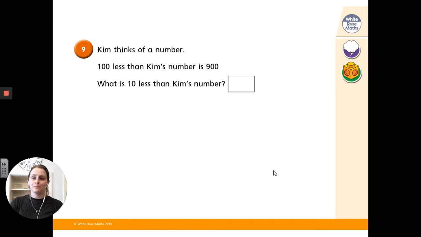Okay, number 9. Kim thinks of a number. 100 less than Kim's number is 900. What is 10 less than Kim's number? If 100 less than Kim's number is 900, what's 10 less than that number that she starts with?